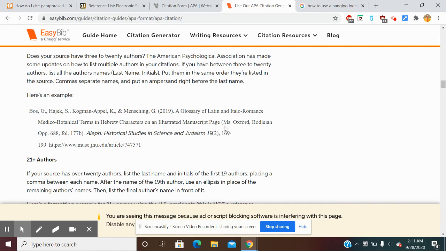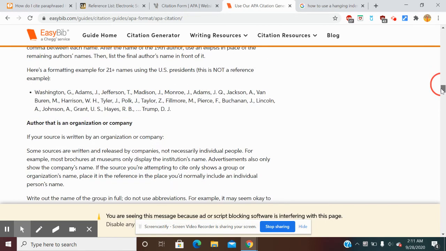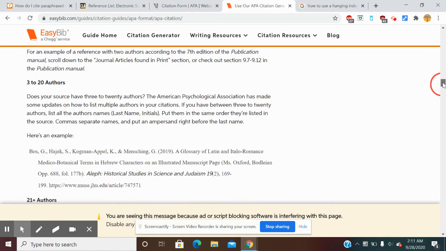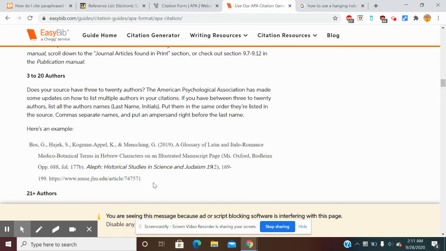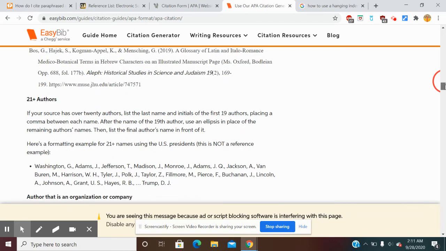And it tells you right here, Oxford. Sorry, historical studies. Yeah, right here. Historical studies in science and Judaism. And then they give you an online website reference as well, right here. What to do if you have 21 and more authors? Right here, they're telling you exactly what to do.